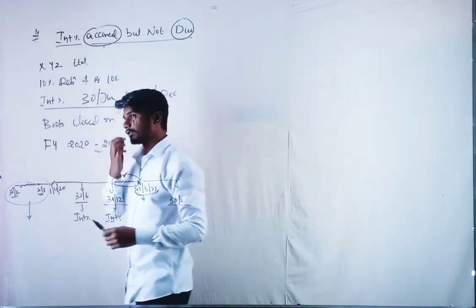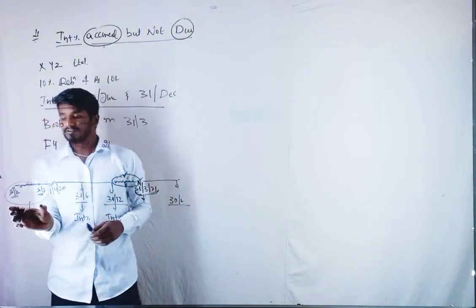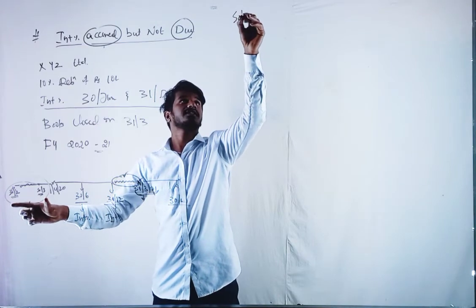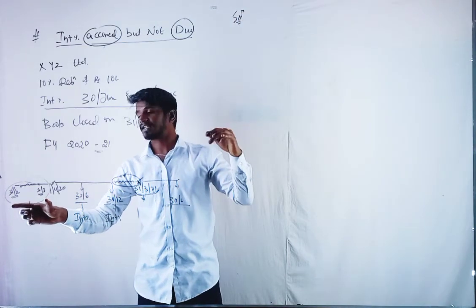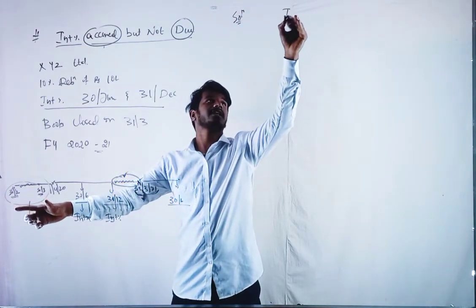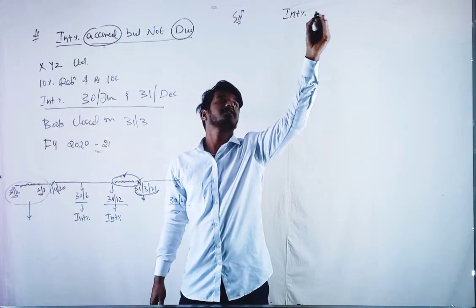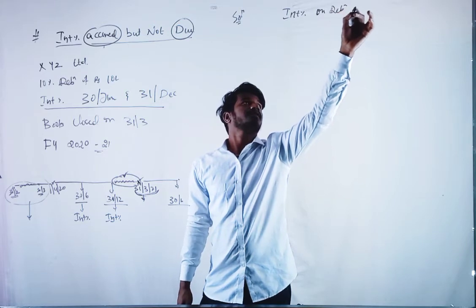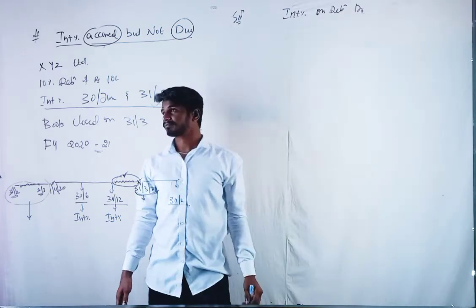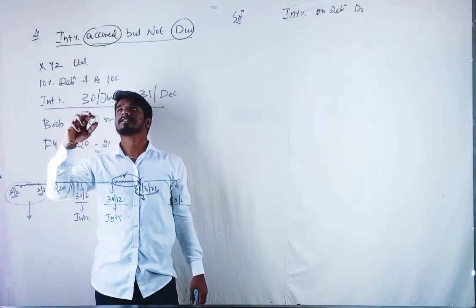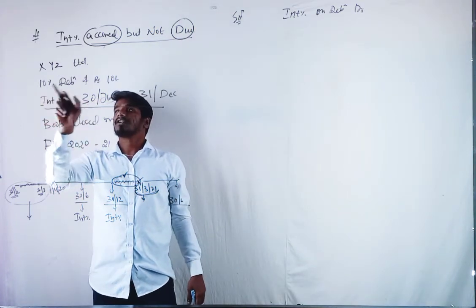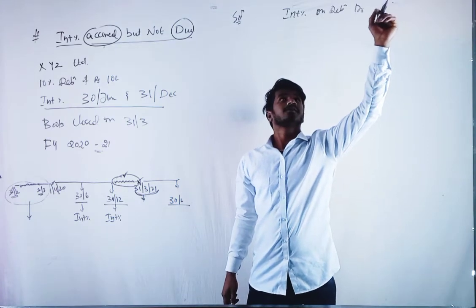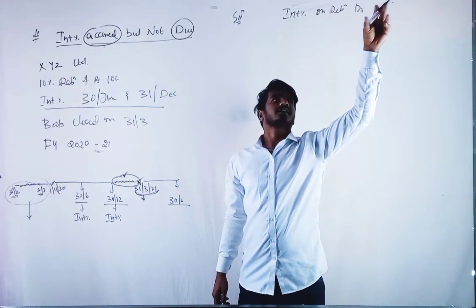Okay. First, we have made an entry. This is not related to the solution, but for better understanding, we made an entry in the previous year: Interest on debenture debit. How much interest? 10 lakh into 10%, 1 lakh is the interest.